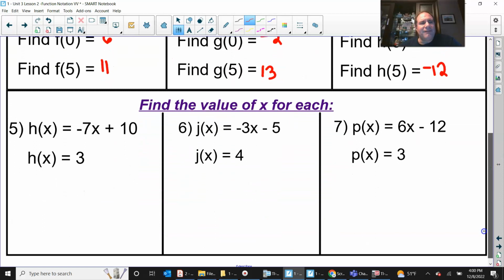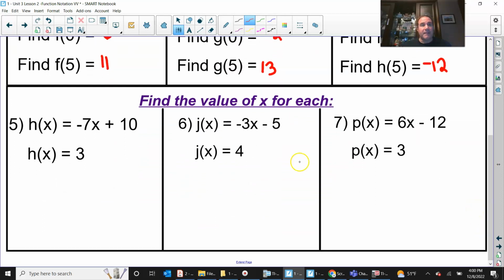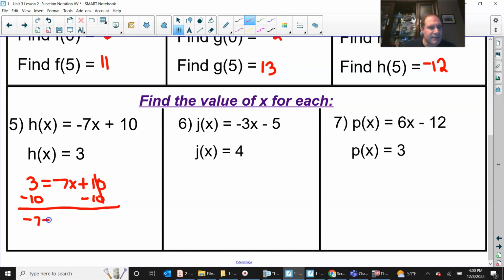Find the value of x. This is different now. Remember, we have h of x. We don't have anything inside those parentheses. So h of x is 3, which equals -7x plus 10. This is where you have to solve for x. Subtract 10 from both sides, and we are canceling this out. -7 equals -7x. You divide by -7. X equals 1.